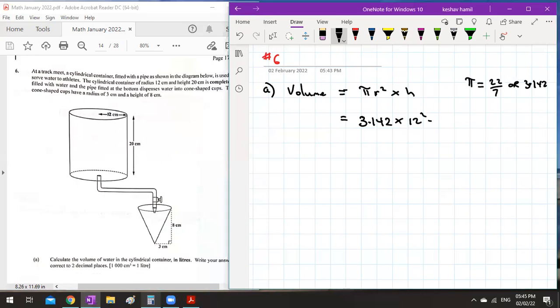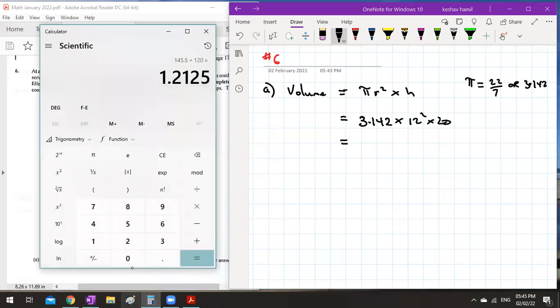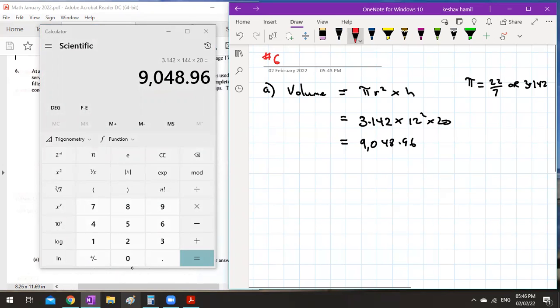So 12 squared by the height, which is 20. So 3.142, 12 squared is 144, by 20, gives 9,048.6. And we want to divide by 1,000, because this would have been in centimeters cubed. We want to get it into liters.